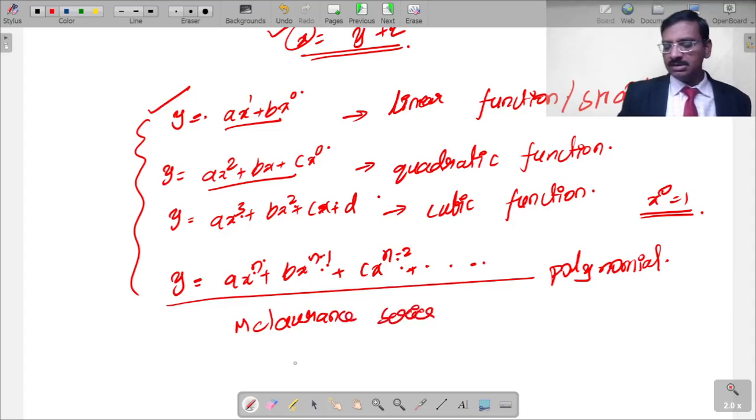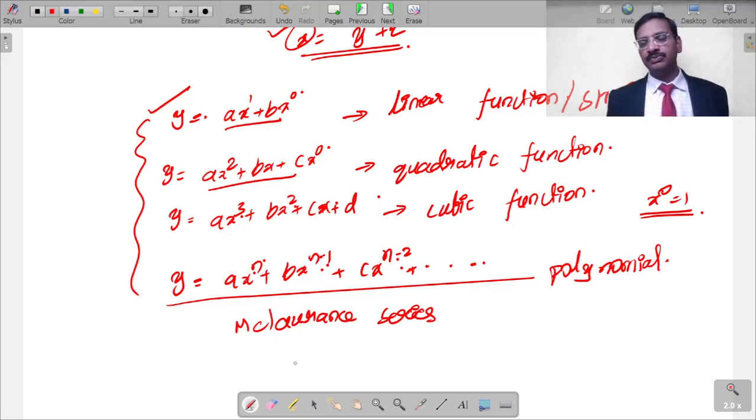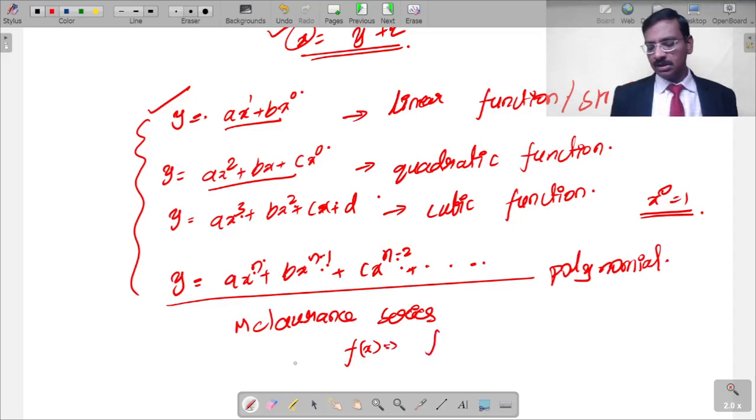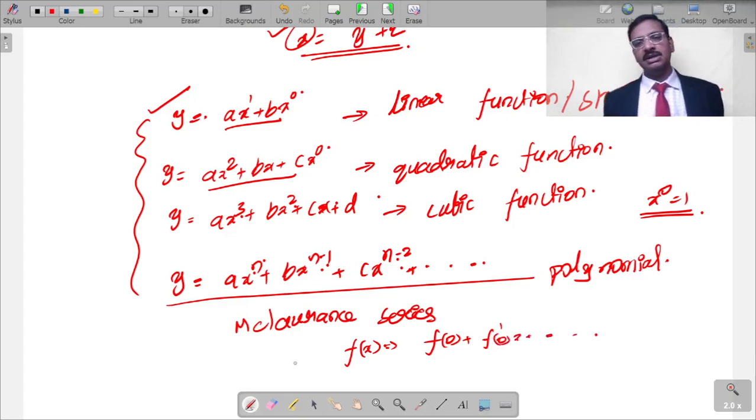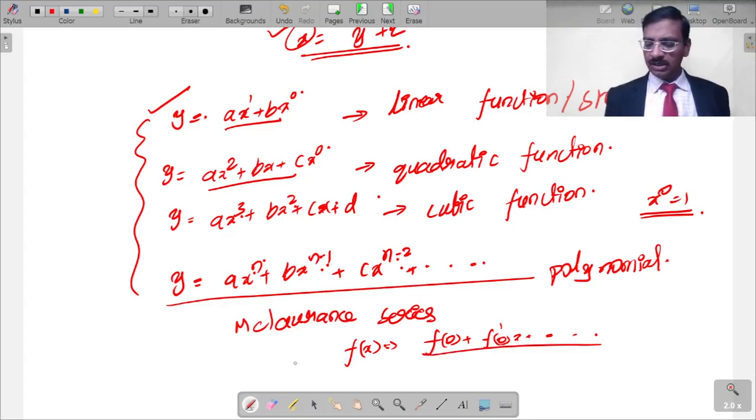And this Maclaurin series actually, you give any random function, whatever complex function it may be, it can always be expressed as a polynomial. That is, f of x can always be expressed as f of 0 plus f dash of 0 into x. Like this you can express it. So a polynomial is what you are going to get on the right side for any random function.